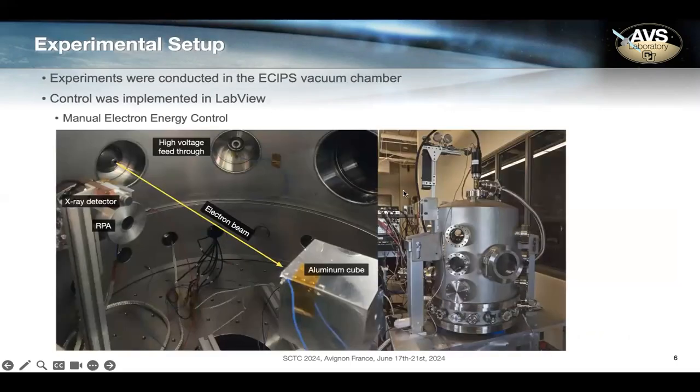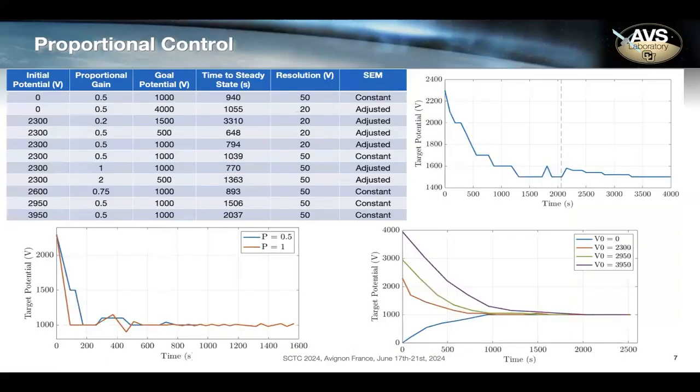Experiments are conducted in the Eclipse vacuum chamber, where control is implemented in LabVIEW. However, the electron gun energy control is manually implemented, and this was to ensure that if any abnormal or significantly large values were achieved with the control, they would not actually be applied to the electron gun and damage it. So we apply a proportional control throughout these experiments. This control is the difference between the measured potential and the goal potential of the target multiplied by some gain.